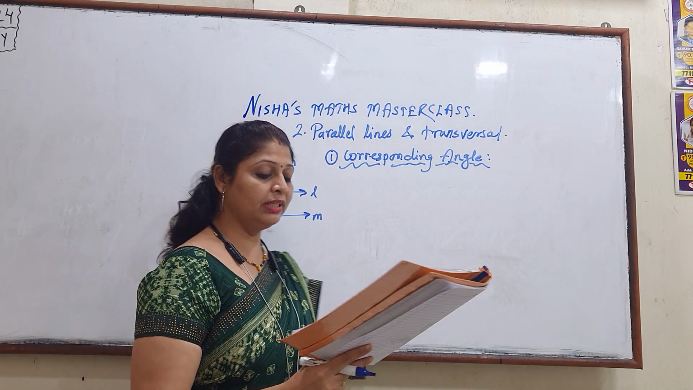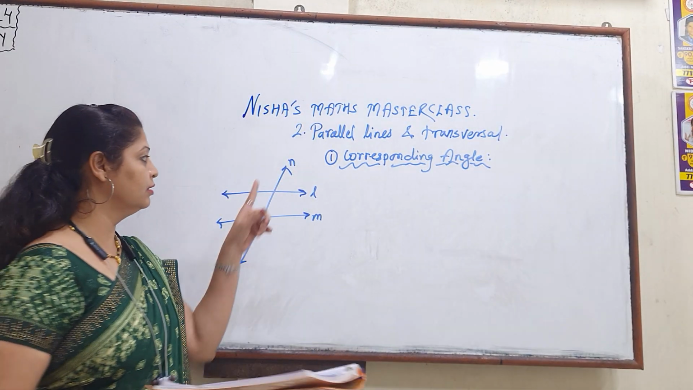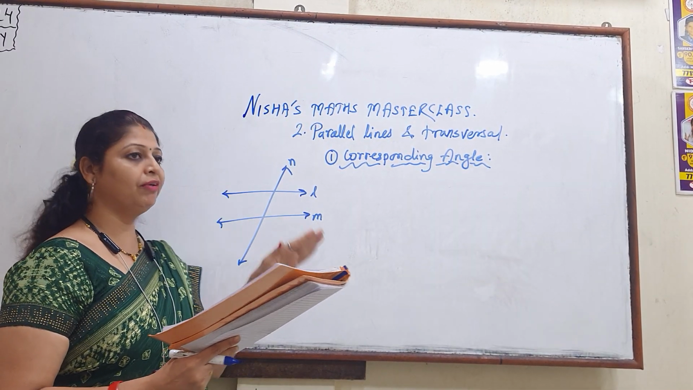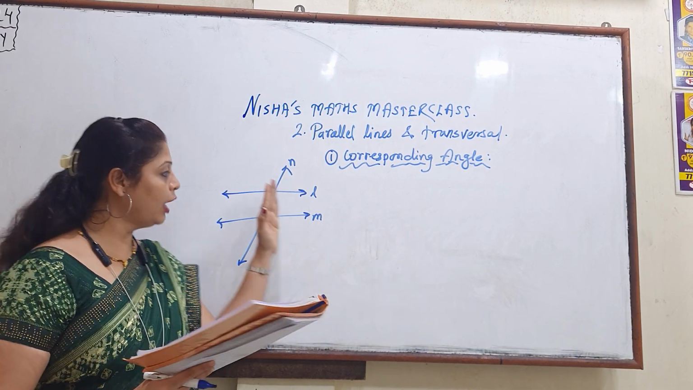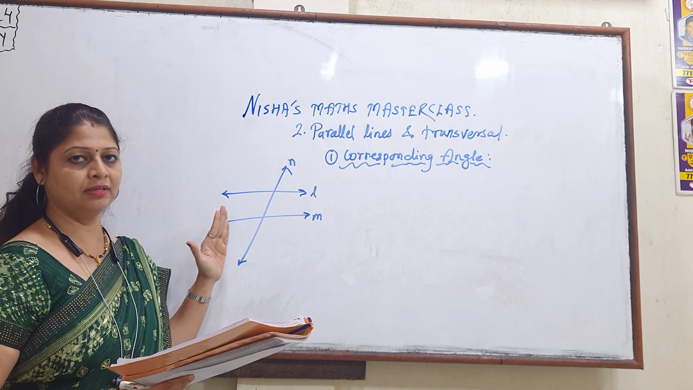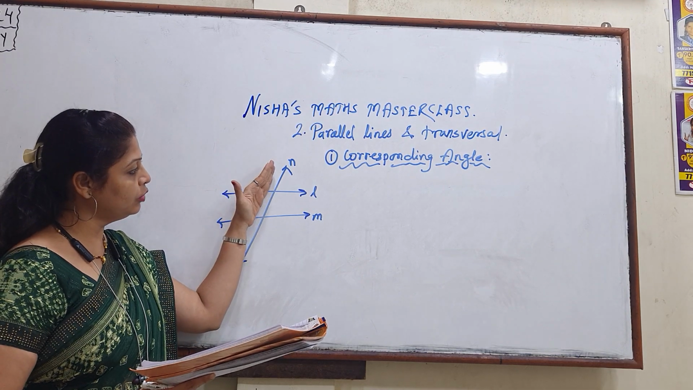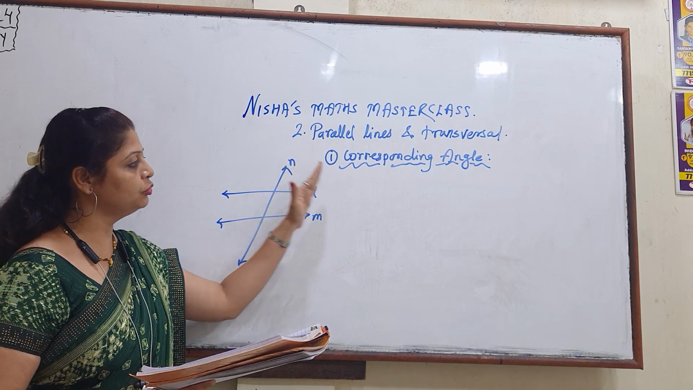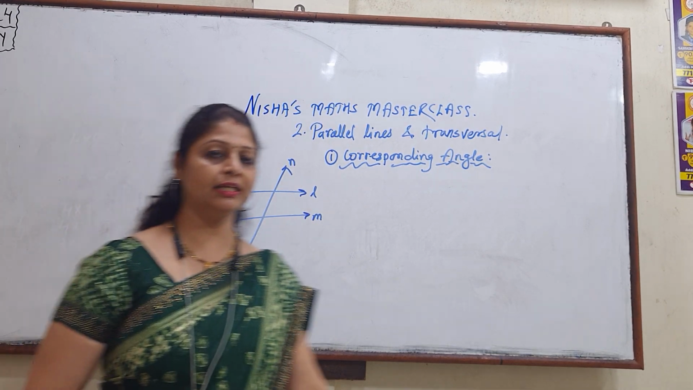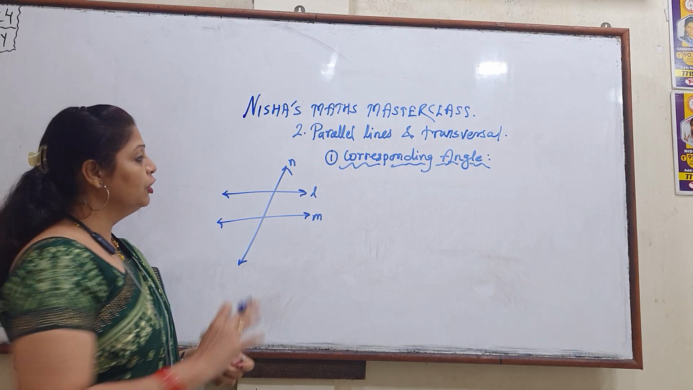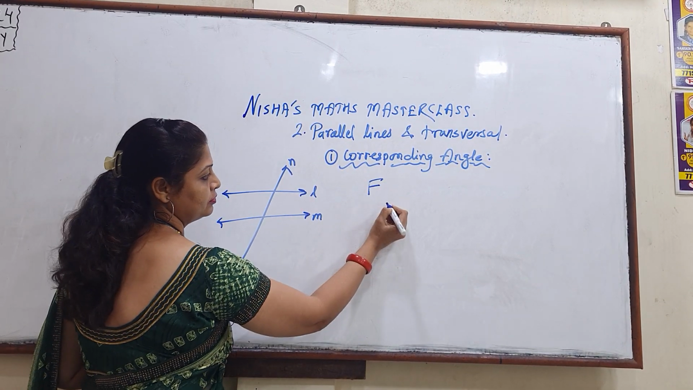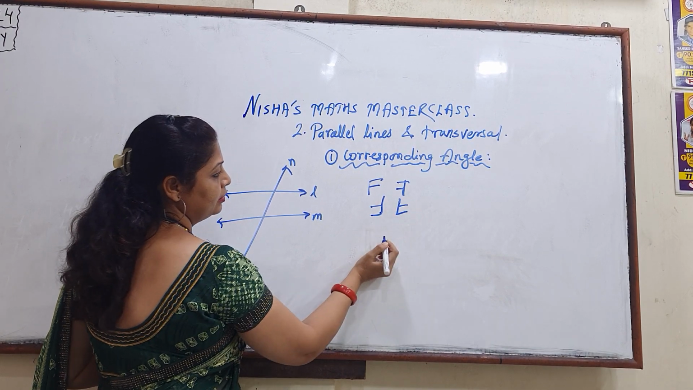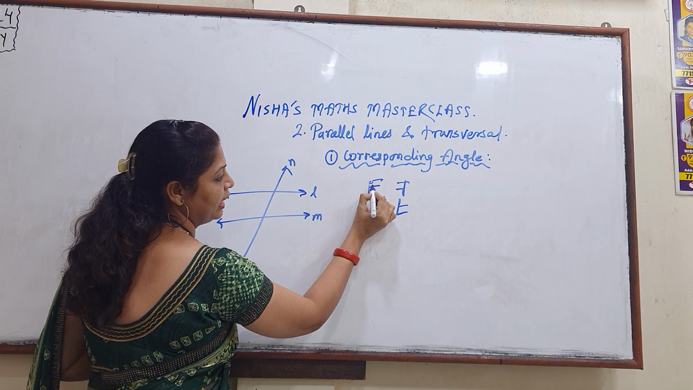Now see children, what is written here: because of the transversal, some angles are created. But when we have to find the corresponding angle, you have to see just one side of the transversal. If you go with this side, you find the corresponding angle on this side, and if you go with that side, you find it on that side only. The simple and easy trick to find the corresponding angle is to just concentrate on F. You have to just see F.